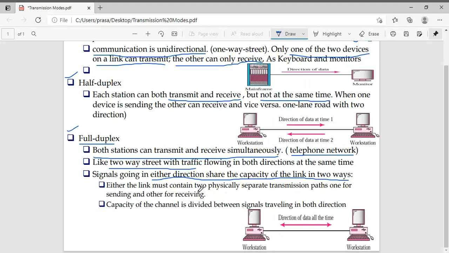The internal meaning of this one is that there are two dedicated transmission paths available. One is meant for sending the data and one is meant for receiving the data. And another thing, capacity of the channel is divided between signals traveling in both sides. Okay, the allocation of the channel which is meant for the transmission of the data is divided in such a way that both the directions can utilize it. Okay, we'll stop now.